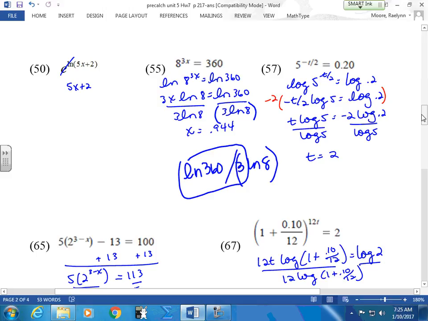Questions? I know kids don't like those negative exponents, nor do they like the fractional exponents. Good?